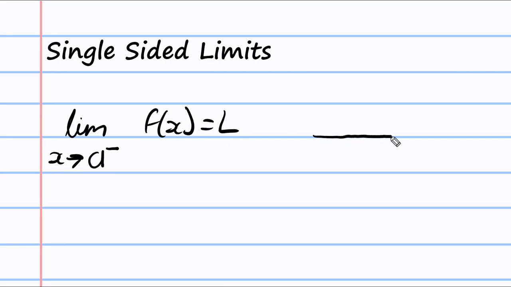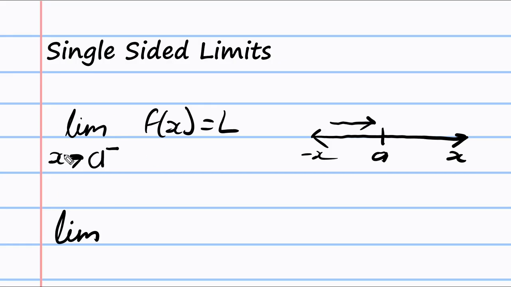So what this is showing us is we have a number line right here, and this is the x-axis. What does f of x approach as we choose values of x that get closer and closer to a from the left-hand side of the number line? That's the left-hand limit. And this is the right-hand limit.